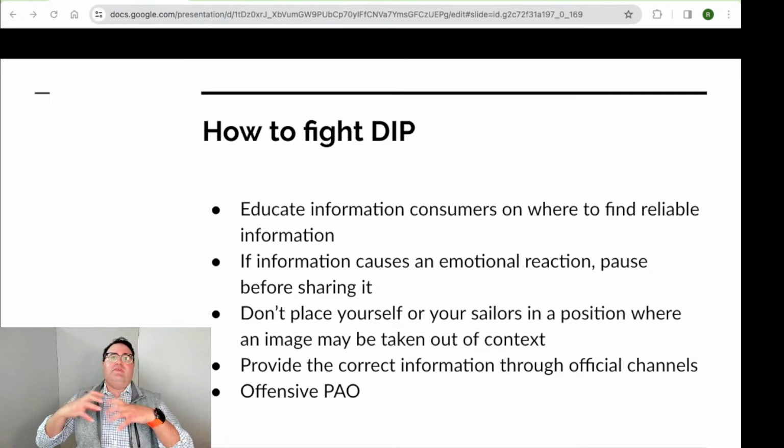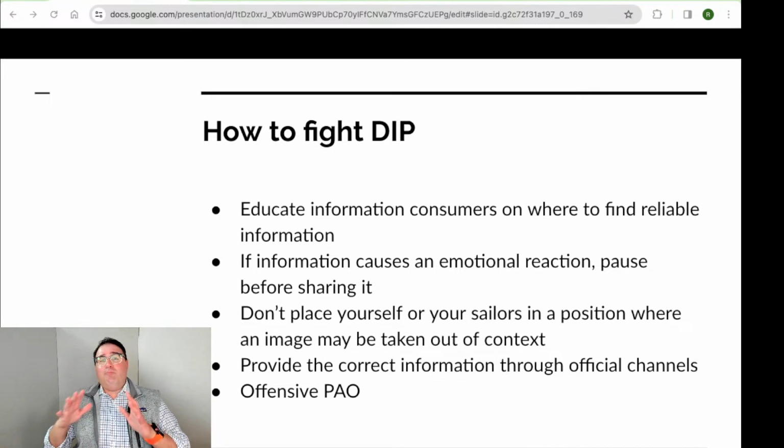If someone doesn't provide a source, occasionally you see this on Twitter, alert, alert, alert, France sending troops to Ukraine. All right, well, where did you get that source from, right? Second, if the information causes an emotional reaction, you need to pause before actually sharing it.